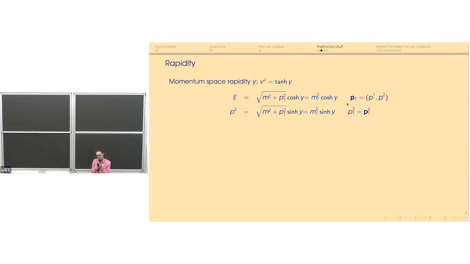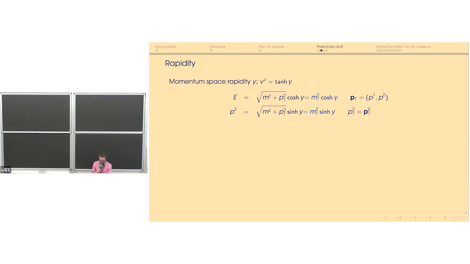And maybe potentially as a slight difference to what Leif is doing, for me, longitudinal and transverse are always with respect to the beam axis. When Leif is talking about string fragmentation, that might be with respect to the axis of the string or the axis of the final state particles, in a more complicated way. For me, transverse and longitudinal are always with respect to the beam axis of the particles that scatter.